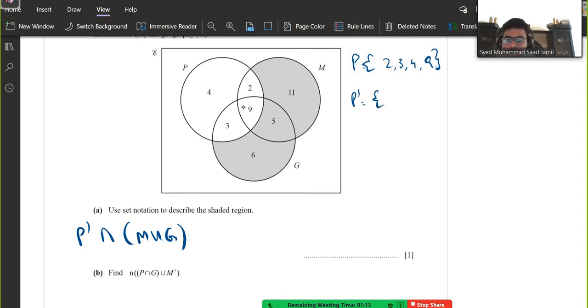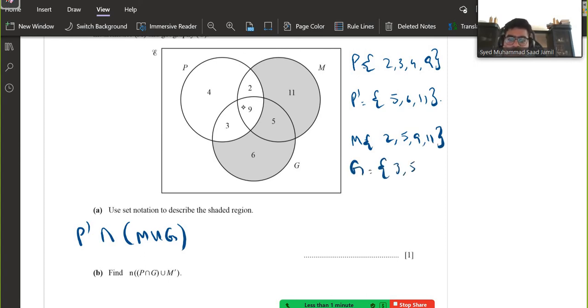So P complement is going to be 5, 6, 11. Now M union G. M is basically 2, 5, 9, 11. G is basically 3, 5, 6, 9. Their union is going to be 2, 3, 5, 6, 9, 11.